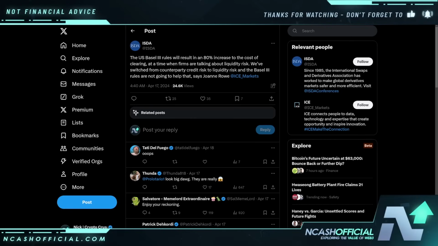Back in April, the ISDA, the International Swaps and Derivatives Association, put out a Twitter post regarding Basel III. The US Basel III rules will result in an 80% increase to the cost of clearing at a time when firms are talking about liquidity risk. We've switched from counterparty credit risk to liquidity risk, and the Basel III rules are not going to help that. This is a very significant post because what this is telling us is that we need something to not only decrease the cost of clearing, but also even increase liquidity.